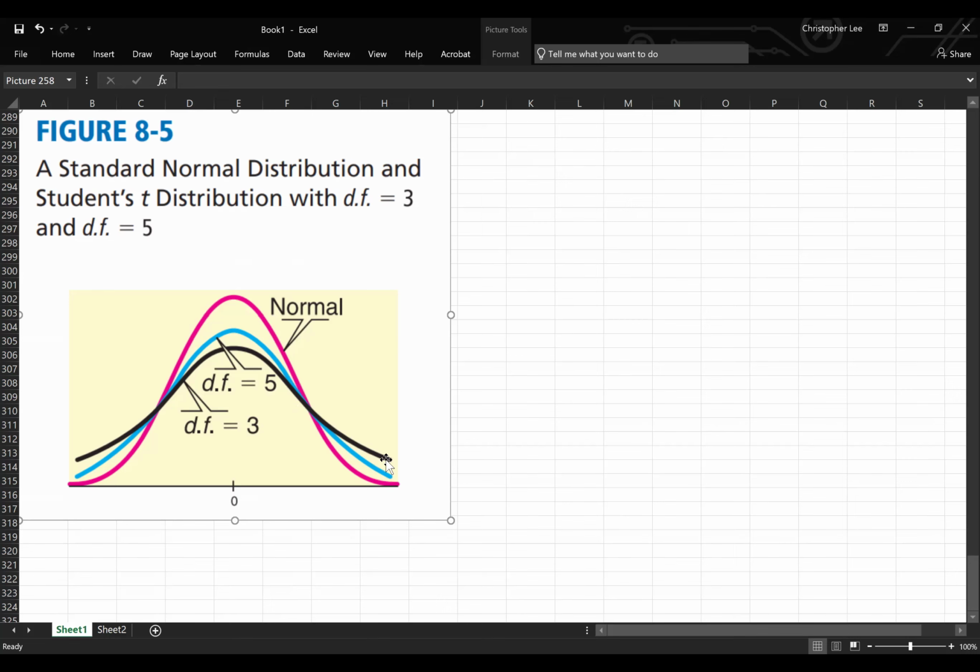All right. There's a degrees of freedom for the black line of 3 and a degrees of freedom of 5 for the blue line. I'm gonna show you where that comes from and why we do that. I haven't gotten there yet.